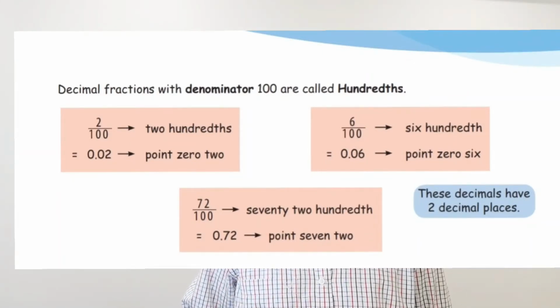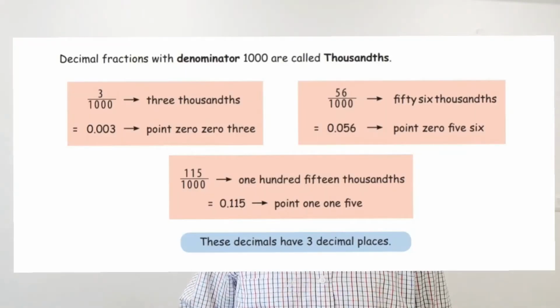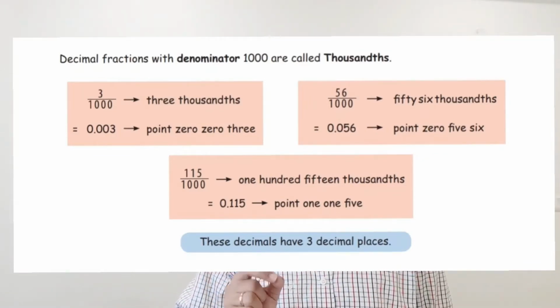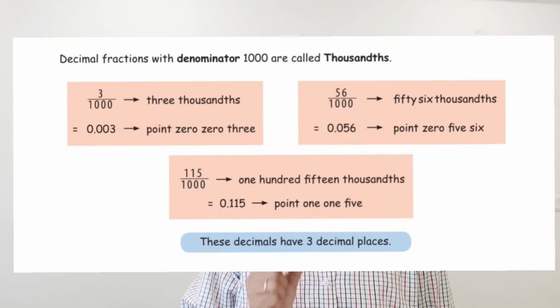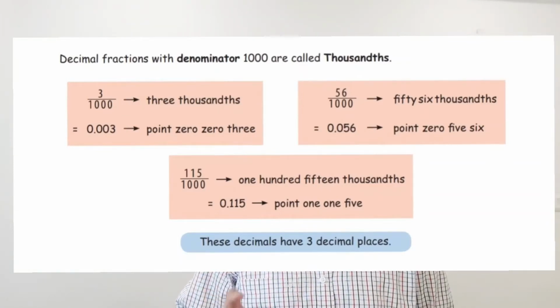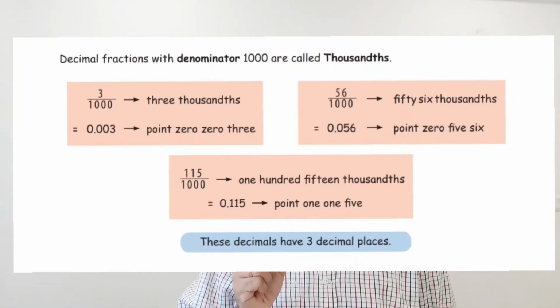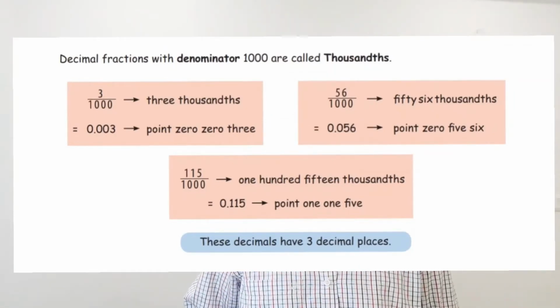Now can you guess what happens when the denominator is 1000? That's right, we will have 3 decimal places. And decimal fractions having denominator 1000 are called thousandths. For example, 15 by 1000 can be written as 0.015. So as you can see, we have 3 decimal places.